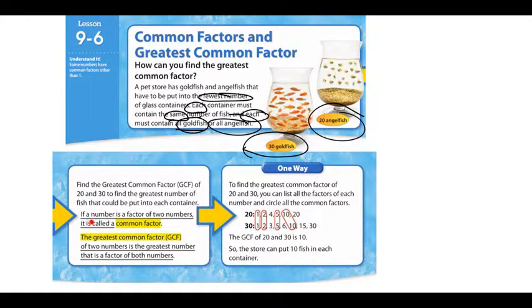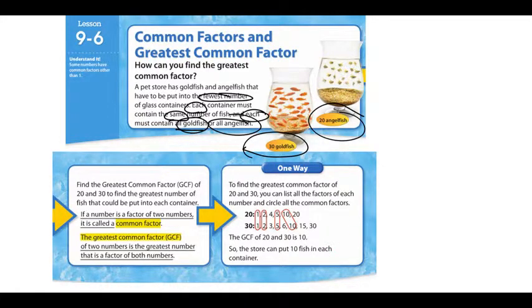and it says the fewest number of containers. All right, these are just some vocabulary words that are important for this lesson. If a number is a factor of two numbers, it is called a common factor. The greatest common factor of two numbers is the greatest number that is a factor of both numbers, which is what I mentioned already. One is always a common factor, but most of the time they have other factors in common. So let's look at what they did here.